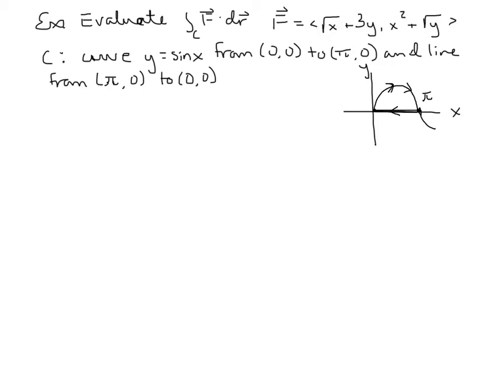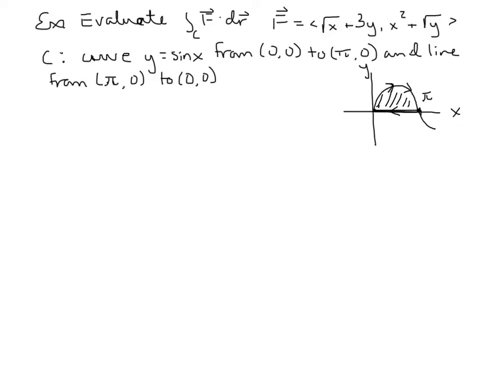Now, if we were to evaluate a line integral, we would have to parameterize two different things and then add them together. We'd have to parameterize this curve sine of x first, find the line integral for it, and then we would have to parameterize that line and find a line integral for that, and then add them together. What Green's theorem does for us is we can now look at this as a 2D shape and put it into a double integral and evaluate it that way.